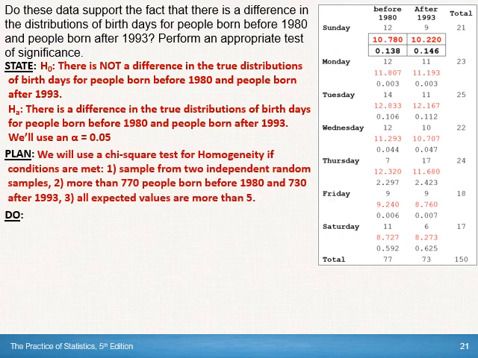All right, so chi-square test for homogeneity. We sampled from two independent random samples, people born before 1980 and people born after 1993. We can assume that there are more than 770 people born before 1980 and more than 730 people born after 1993. And then if we look at all the red values, all the expected count values from Minitab, all the red ones are more than 5. So we're good. And so now do, calculate your chi-squared, and then calculate your p-value. If you're not using your calculator, you'll use your chi-squared distribution table.